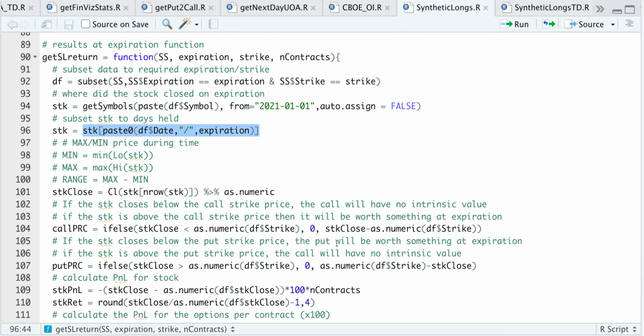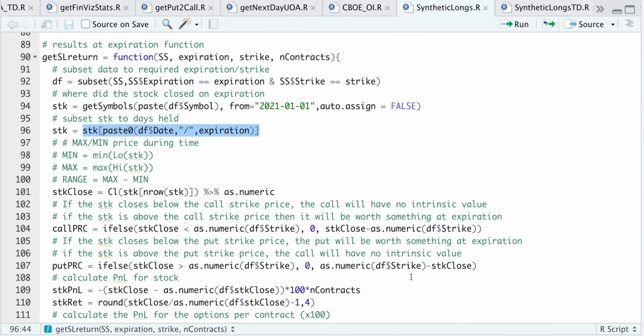So here I left some notes. For the call side, if the stock is less than the strike, then the option price would be 0. Otherwise, it'll be the stock close minus the strike. On the other side, if the stock close is higher than the strike for the put, then it would be 0. Otherwise, find the difference between the strike price minus the close.